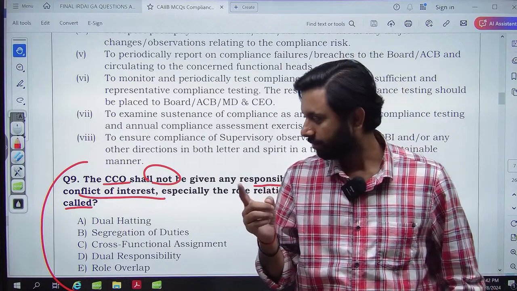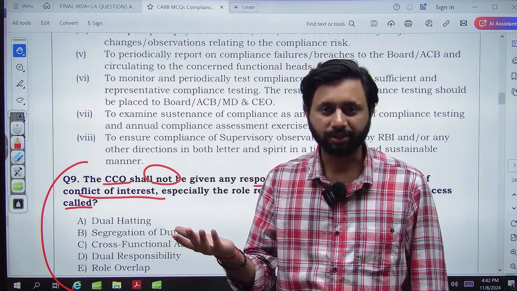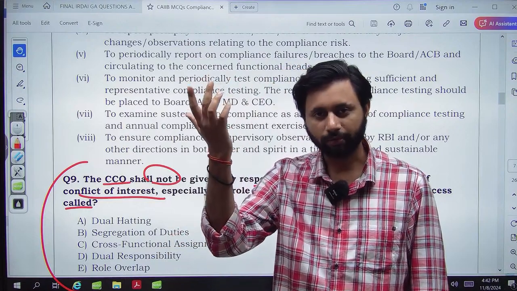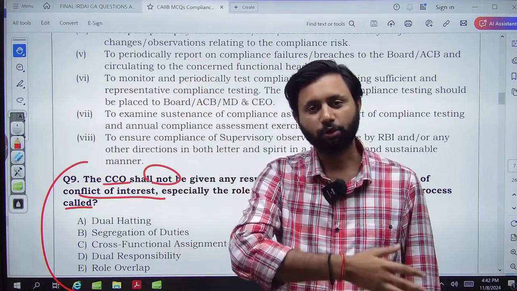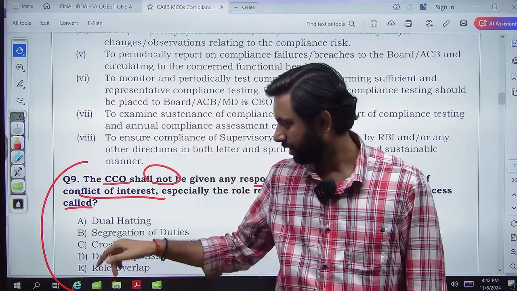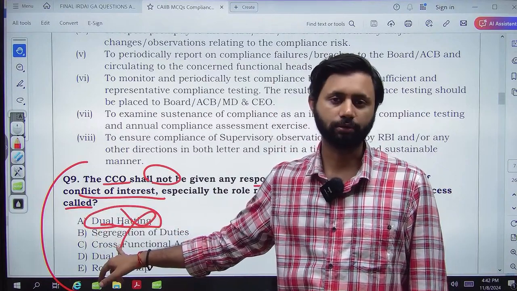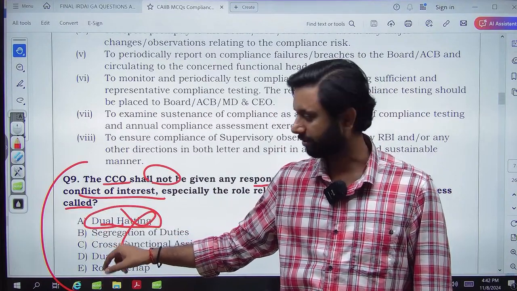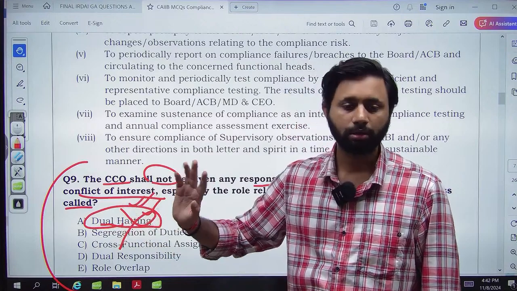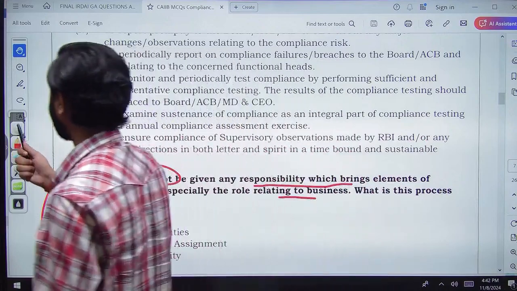आप देखो, think about it in this manner कि चीफ कंप्लायंस ऑफिसर की रिस्पॉन्सिबिलिटी एक हैट उनको मिला हुआ है, बट अगर एक और रिस्पॉन्सिबिलिटी दे दी, दूसरा हैट भी दे दिया, तो दिस प्रोसेस नोन एज डुअल हैटिंग, which is obviously not allowed because that gives you conflict of interest and also unethical, goes against corporate governance too.